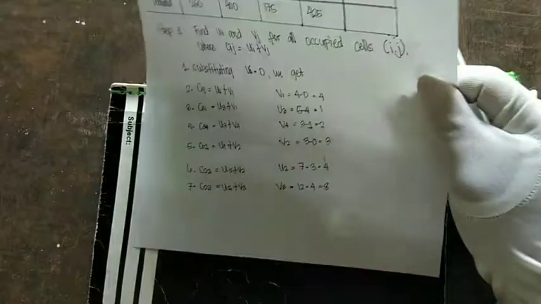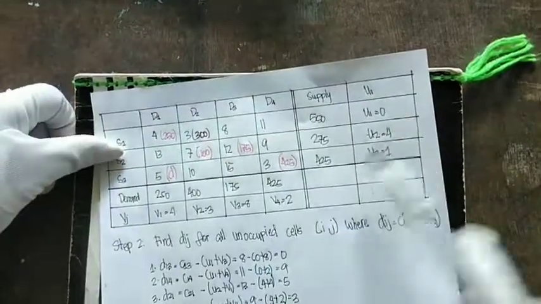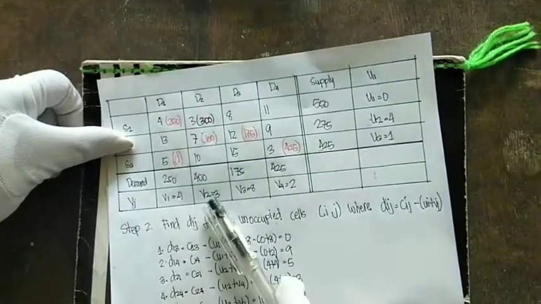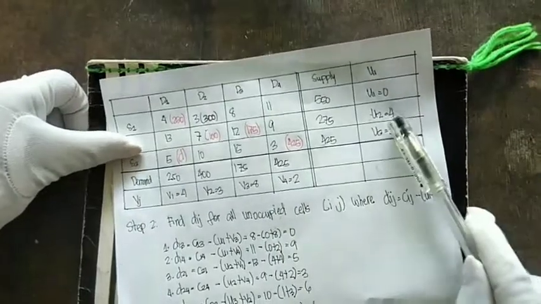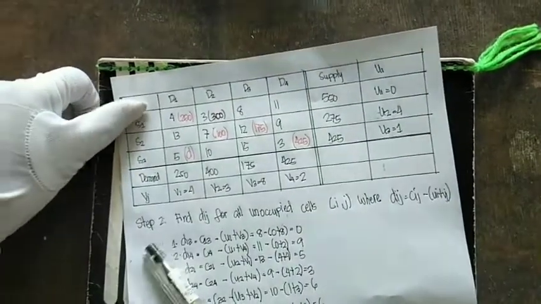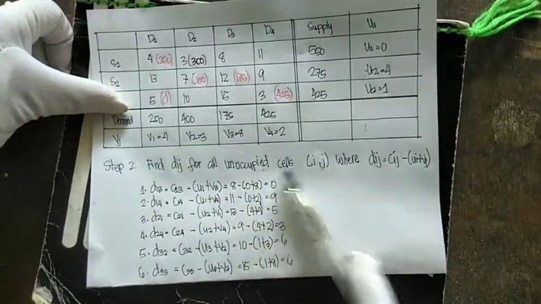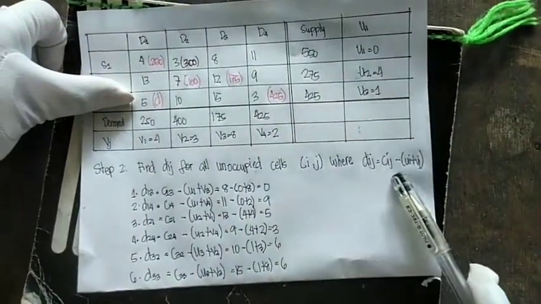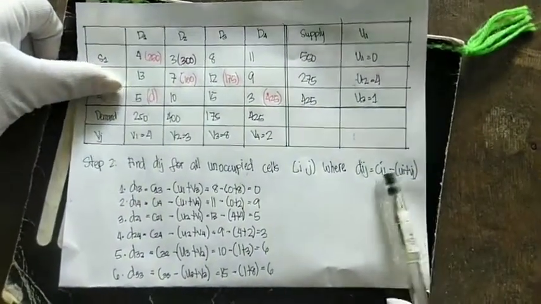So the table shown will be like this. Our demand supplied for the U1, V. So our U1 equals 0, V1 equals 4, V2 equals 3, V3 equals 8, V4 equals 2, U2 equals 4, U3 equals 1. For our step 2, find Dij for all unoccupied cells. That is Dij, where Dij equals Cij minus Ui plus Vj.